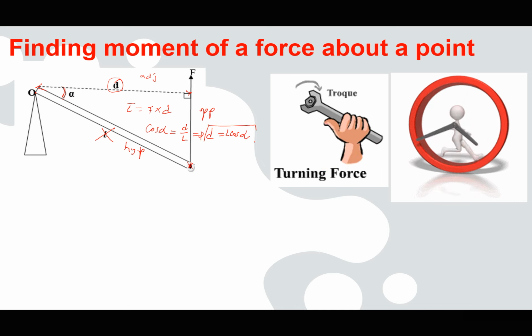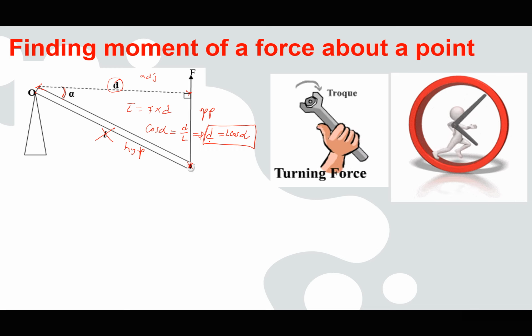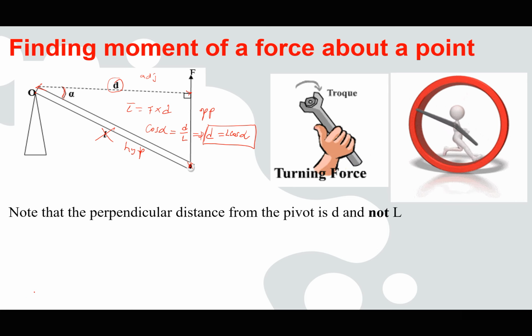So I have to find d using some trigonometric principles so that I can find the perpendicular distance from the line of action of the force to the pivot. That is how we find moments. So I want you to note that the perpendicular distance from the pivot is d and it is not L. That one is very important.